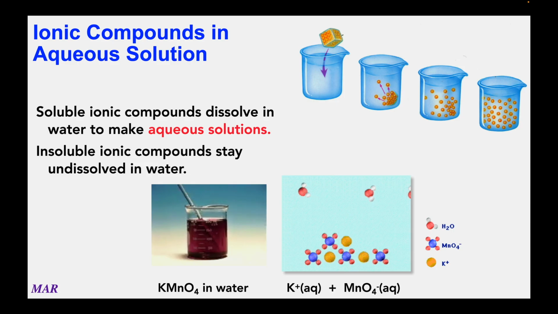Potassium permanganate is a really beautiful purple color. If you ever get a chance to see it, it's pretty spectacular, like a lot of the inorganic compounds. But this is why water is so great at dissolving compounds, and it's what allows a lot of life processes to happen.